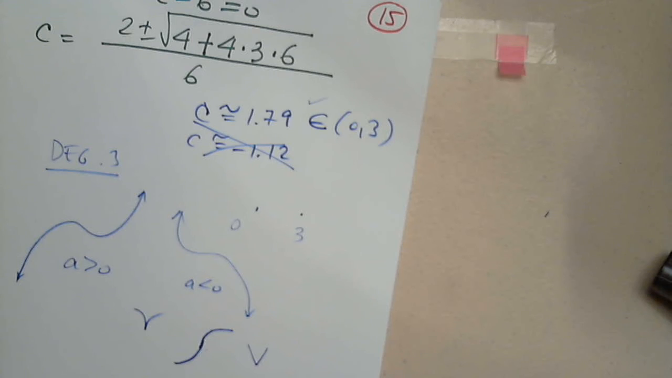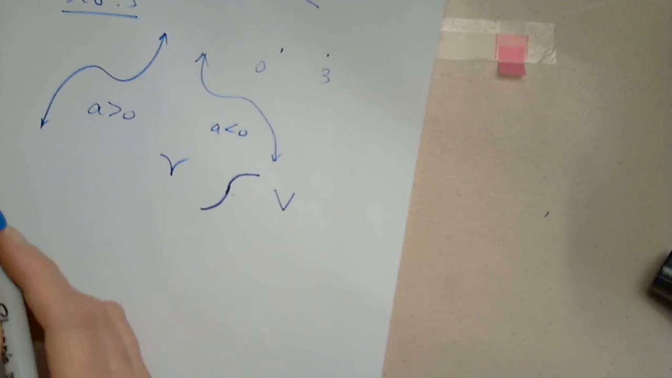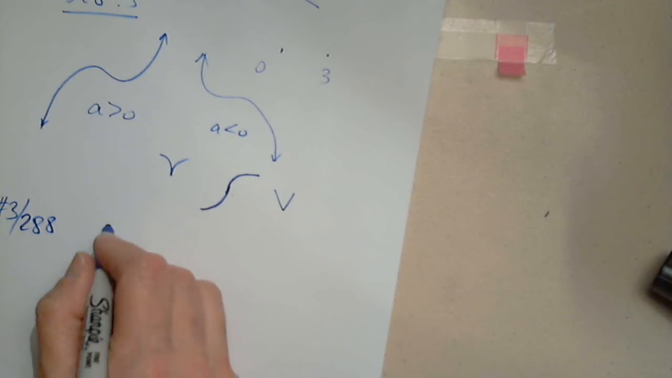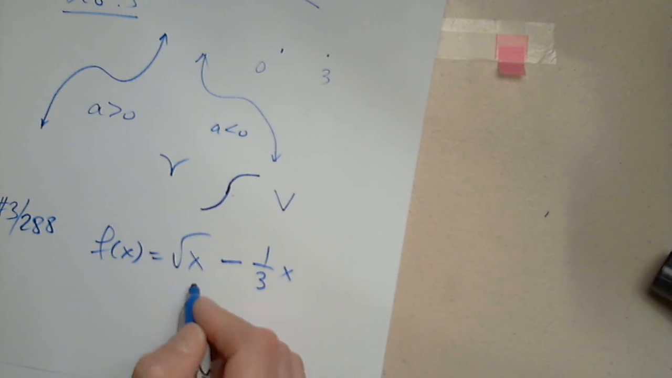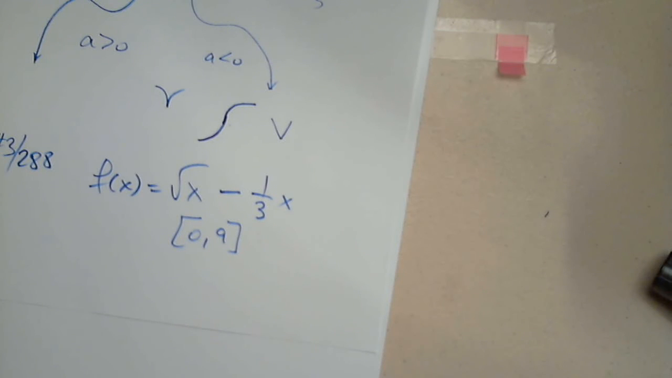Can we do one more? Yes. Would you like to choose, or you want me to choose? You can pick. Okay, so let's do 3. So 3 on the same page, 288. And the function is the square root of x minus 1/3 x on the interval 0, 9. Do you want to work on this for 1 minute? It's up to you. If not, I will.